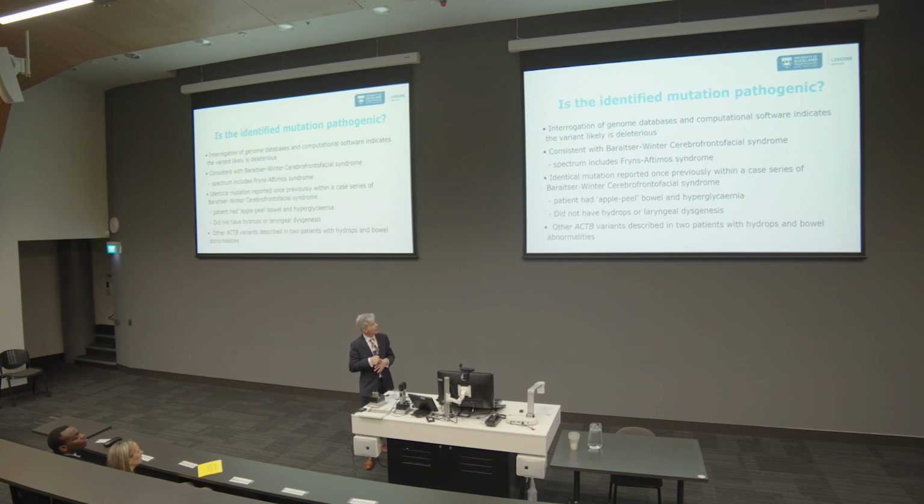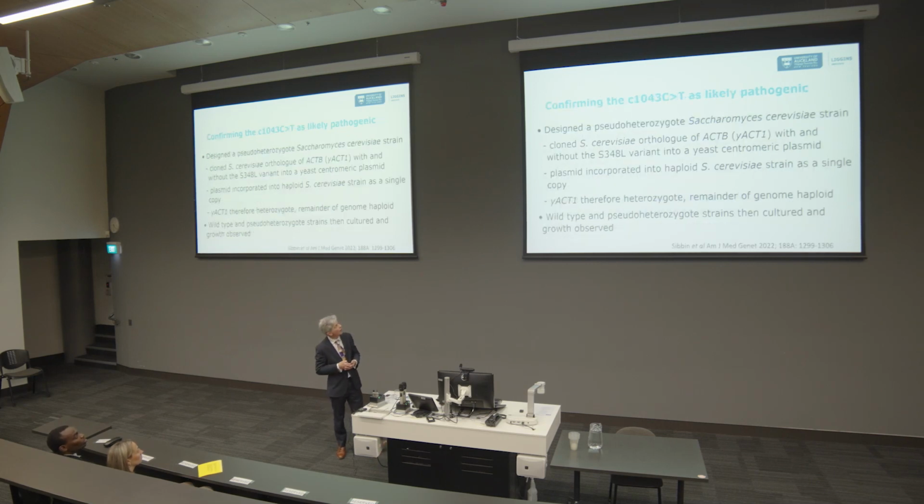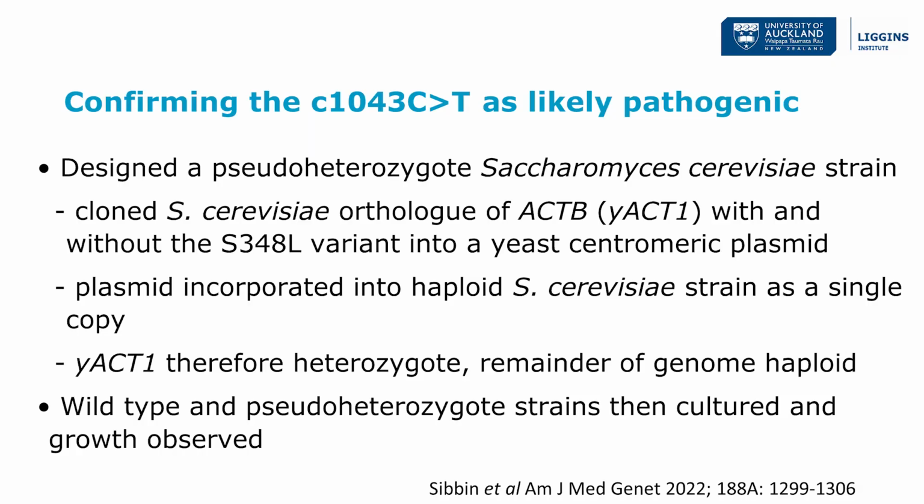Other variants of the ACTB gene have been described in 2 patients who did have high drops and bowel abnormalities, but also didn't have the other abnormalities. So this is all highly suggestive that this is likely a pathogenic mutation. But for the benefit of patients in the future, we wanted to be sure, and so we confirmed this.